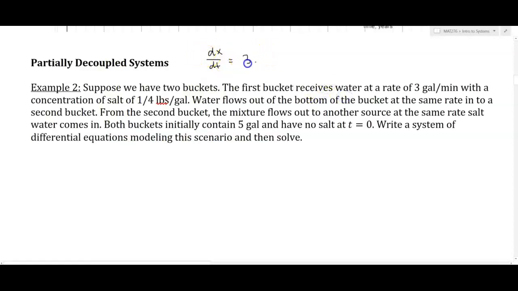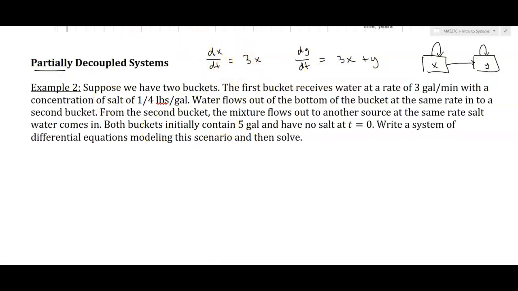This system right here would be considered partially decoupled because, as we can see here, the rate of change of x only depends upon itself. And so it is decoupled from y. There's no y value affecting the rate of change of x. But if we look at dy/dt, then we need information about x and y. So in a way they are kind of coupled, but they're only partially coupled because only the rate of change of y depends on x, but the rate of change of x only depends upon x.